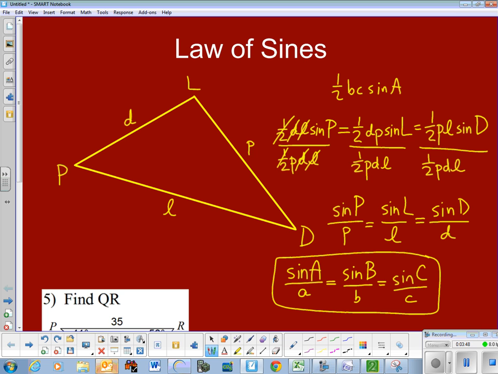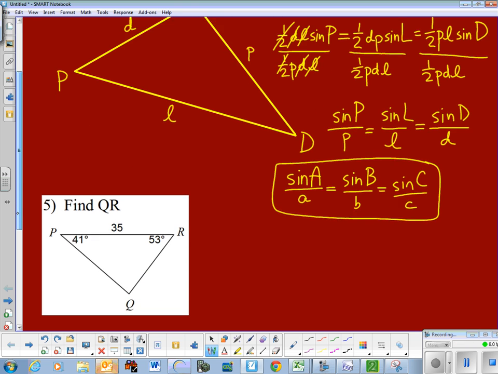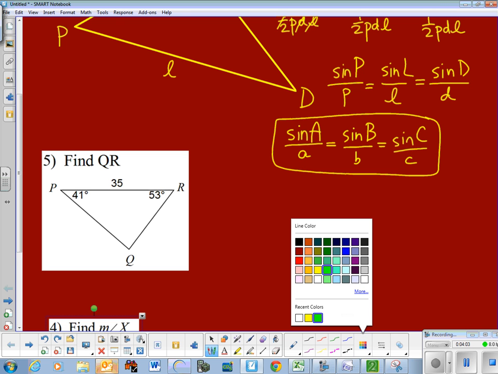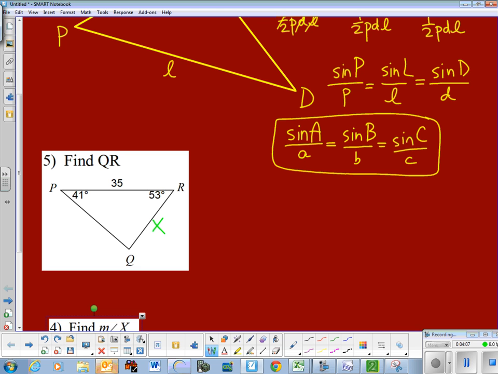Remember, law of cosines works well if you're given side, side, side, or side, angle, side. If you're given a different set of three numbers, then this might be the way to go. So let's start with this example. We're going to use the law of sines to find QR. I'm going to call that x because I like x to stand for an unknown rather than two letters like QR. And this is a very simple setup.